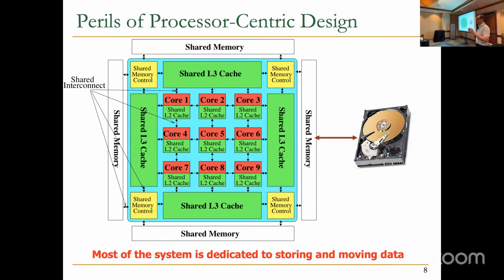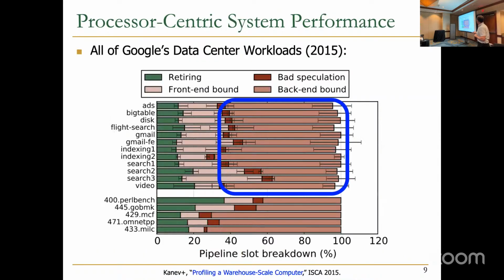Computation is a very small fraction of a system today, even in systems that have a lot of computation capability, like GPUs, for example. Yet the system is still bottlenecked by memory. So there are many results showing that data movement is a big bottleneck. This is one result from Google. It's about 10 years old now. It's ISCA 2015. They analyzed all of their data center workloads, and they showed that most of the time the processor is waiting for data.